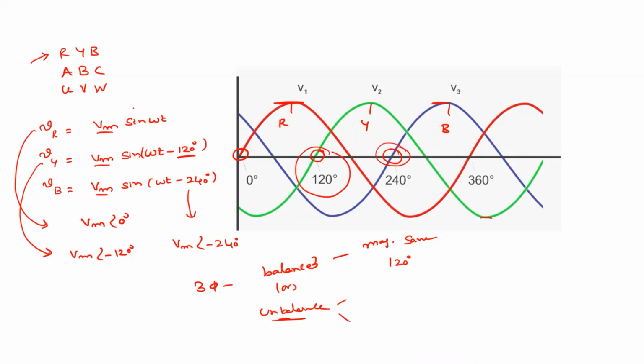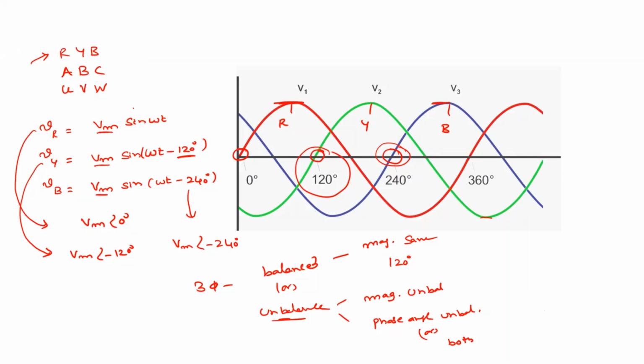So we have two types: magnitude unbalance and phase angle unbalance, or both. One is the balanced supply and the other is the unbalanced supply. In case of balanced supply, the magnitudes of all phases are more or less the same, and the phases are displaced by 120 degrees, or separated by 120 degrees apart.